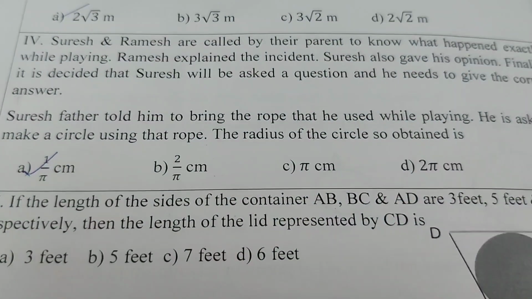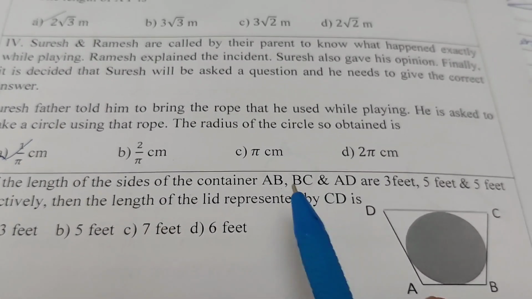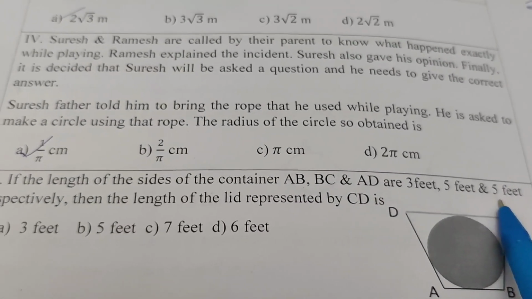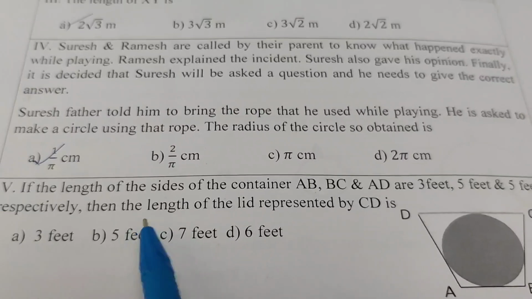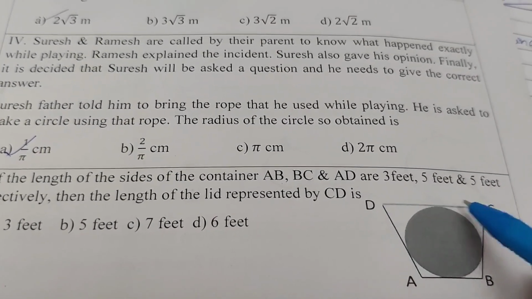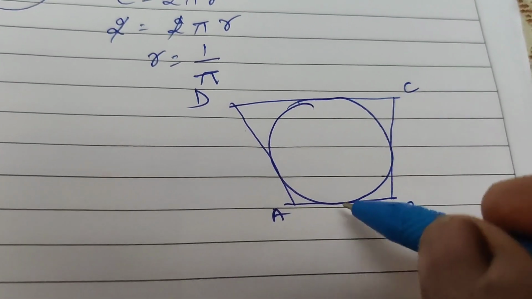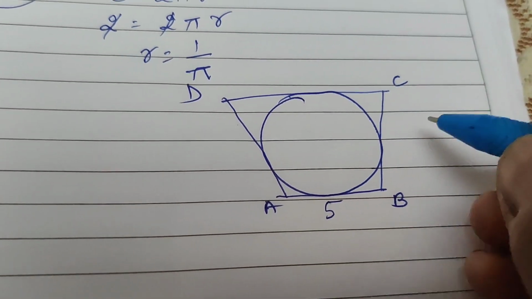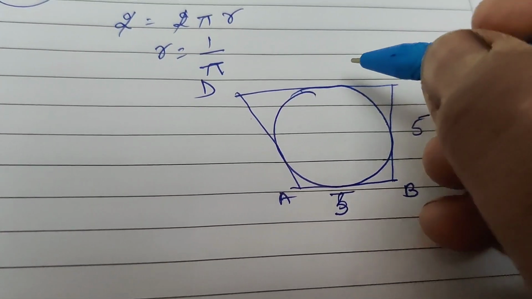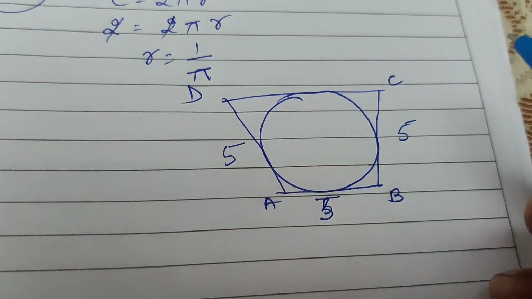Next. If the lengths of the sides of the container AB, BC, AD are 3 feet, 5 feet and 5 feet respectively, then find the length of the lid represented by CD. This is the figure. AB is 3 feet, BC is 5 feet, and AD is 5 feet. Now find the length of CD.